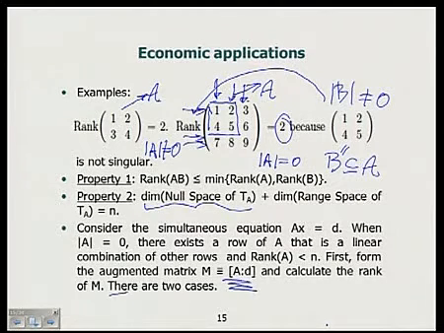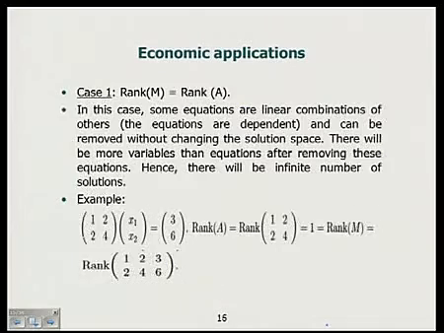Then we have two possible cases. Case 1, rank of M is equal to rank of A. In this case, some equations are linear combinations of others. Then the equations are dependent and can be removed without changing the solution space. There will be more variables than equations after removing these equations. Hence, there will be an infinite number of solutions.